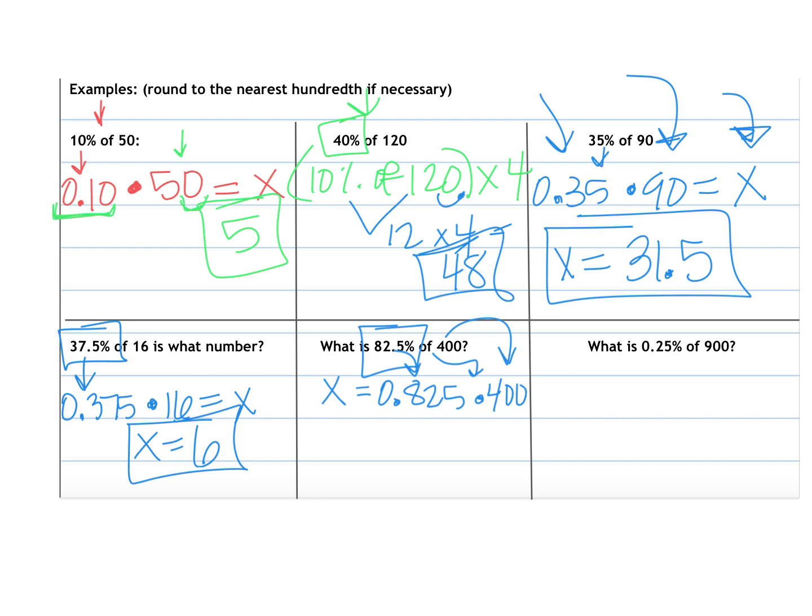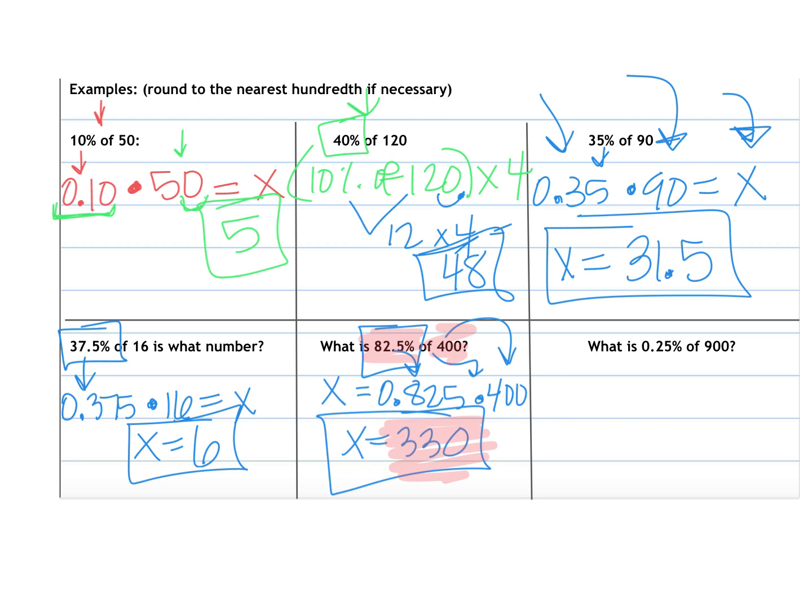0.825 times 400 is going to get me 330. And we always want to stop and make sure that it makes sense too. 82.5% is really close to 83%, which is quite a big portion of 400. I know it's a lot bigger than 50%. 50% of 400 would be 200, so I know my number has to be a lot bigger than 200. 80% is closer to 100% of 400 than not, so that makes sense that it would be 330.